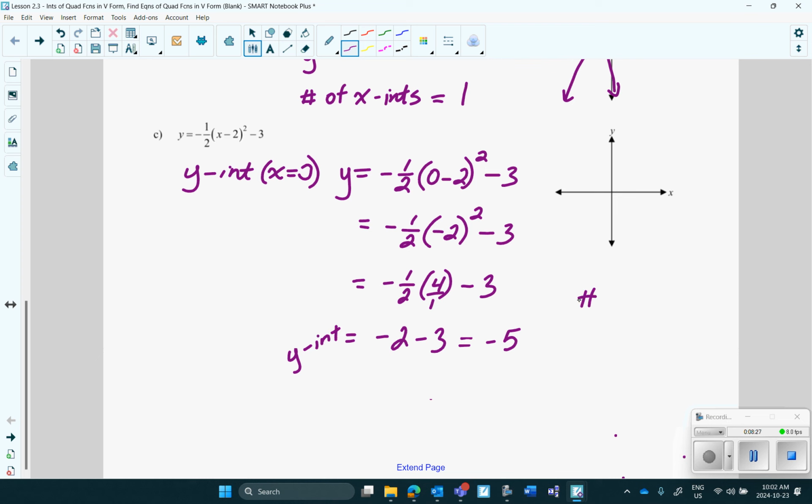And the number of x-intercepts, well, where's my vertex? 2, -3, so it's down here somewhere. And does it open up or down? Down because there's a negative. It's going to be wide because of that 1/2, but remember we're just sketching. How many? Really? Where does it cross the x-axis? It doesn't. There are 0.